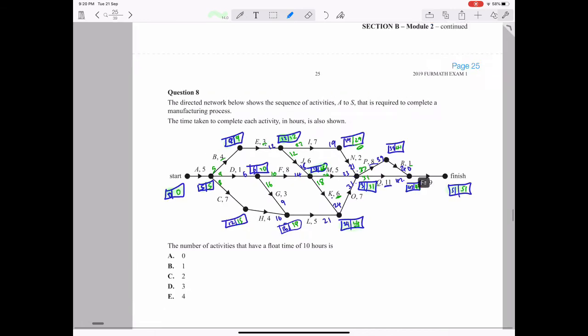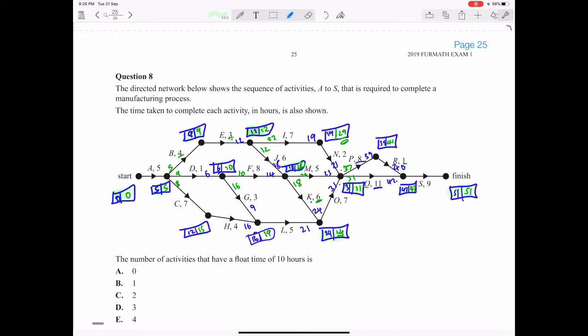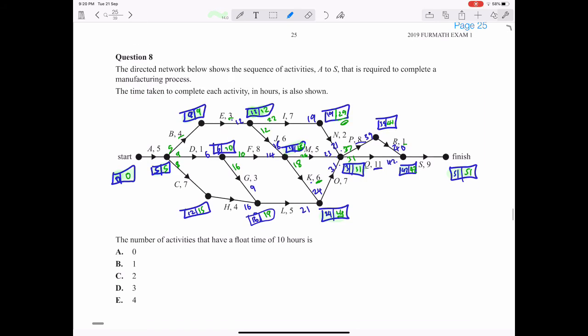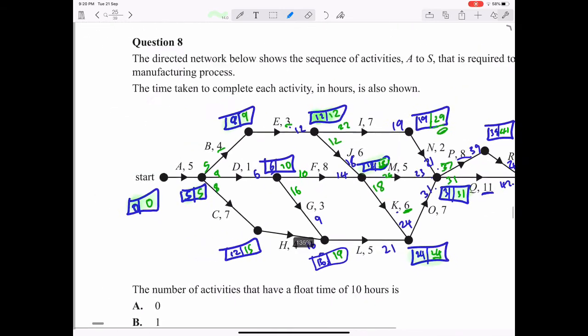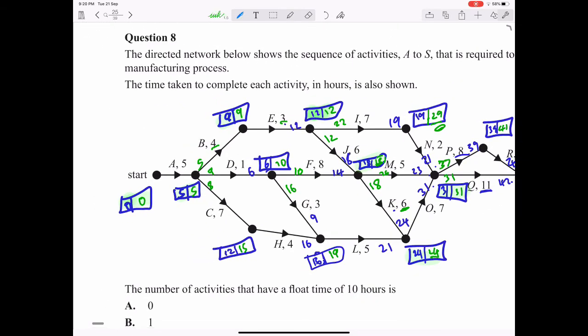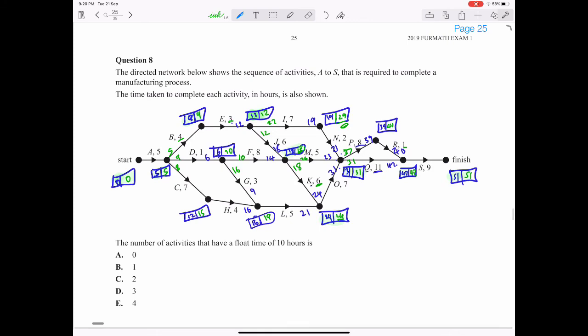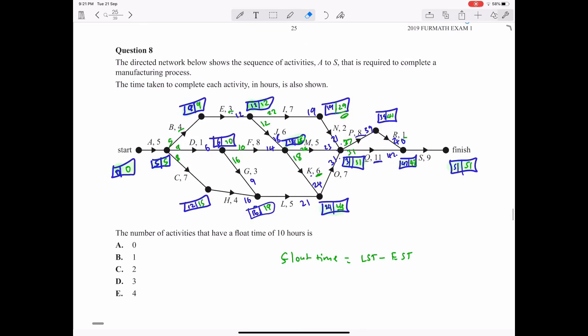And so basically those activities have a float time of 0, but we want to find activities that have a float time of 10 hours. So in order to do this, we'll just look for activities that have a difference of 10 between the left hand early start time and latest start time. Early start time is the number on the left side of the box, and latest start time is the number on the right side of the box. And float time is equal to latest start time minus earliest start time.